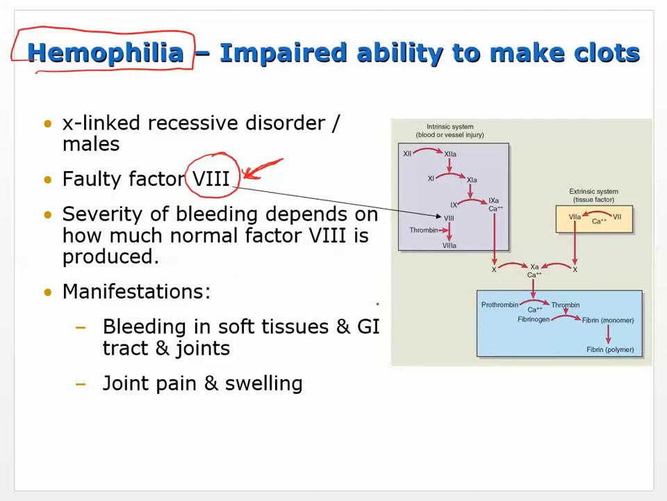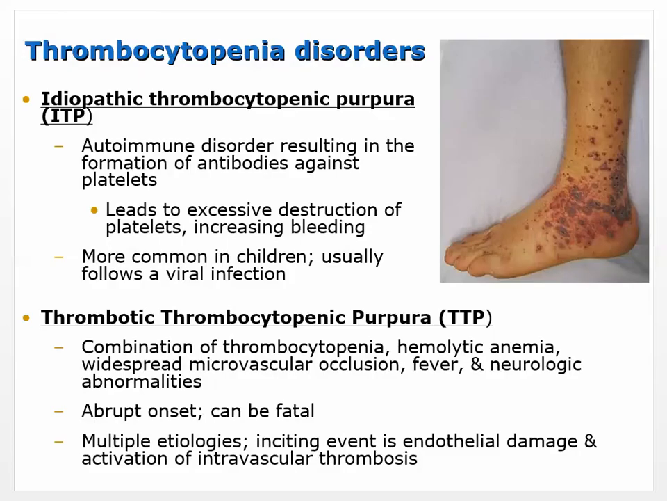And so what happens with hemophilia from the genetic defect in the factor VIII gene is bleeding in soft tissues, GI tract, joints, places that have a lot of microvasculature or are under increased pressure, and there's more potential to bleed. So you would see joint pain, swelling, as well as the risk of just not being able to have surgery because you might bleed out.